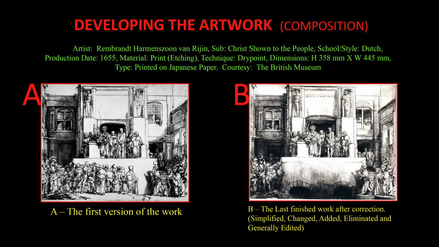Artist: Rembrandt Harmensz van Rijn. Subject: Christ shown to the people. School/style: Dutch. Production date: 1655. Material: print, etching. Technique: dry point. Dimensions: H 358 mm x W 445 mm. Type: printed on Japanese paper. Courtesy, the British Museum. A. The first version of the work. B. The last finished work after correction. Simplified, changed, added, eliminated.